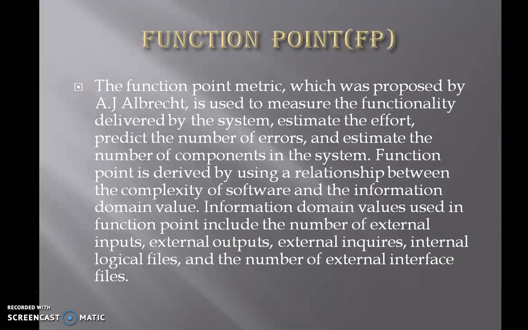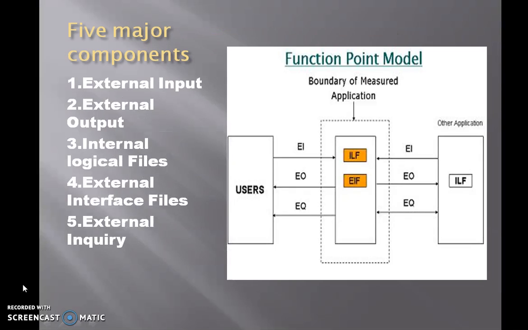Once all the functional components have been identified, they are classified into two types depending on the type of activity they perform for the user. They are data functions and transactional functions. There are 5 components of function points. They are external input, external output, internal logical files, external interface files, and external inquiry. External inputs, external outputs, and external inquiries come under transactional functions, whereas internal logical files and external interface files come under data functions.